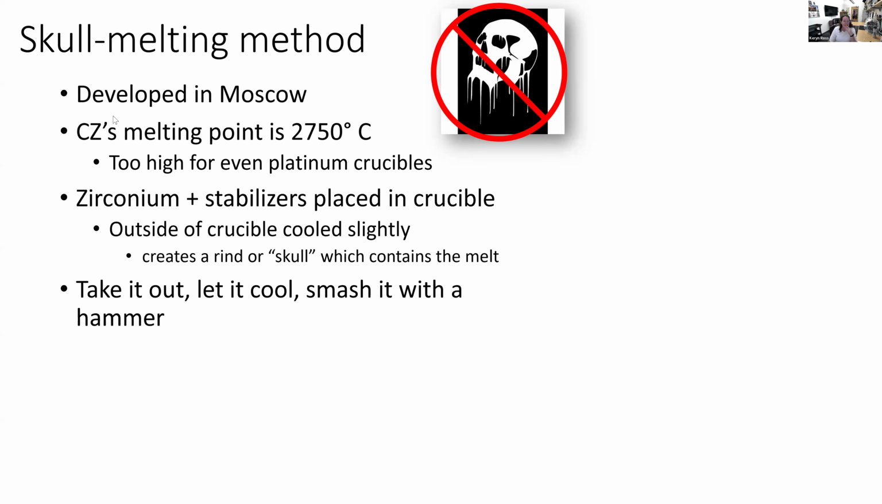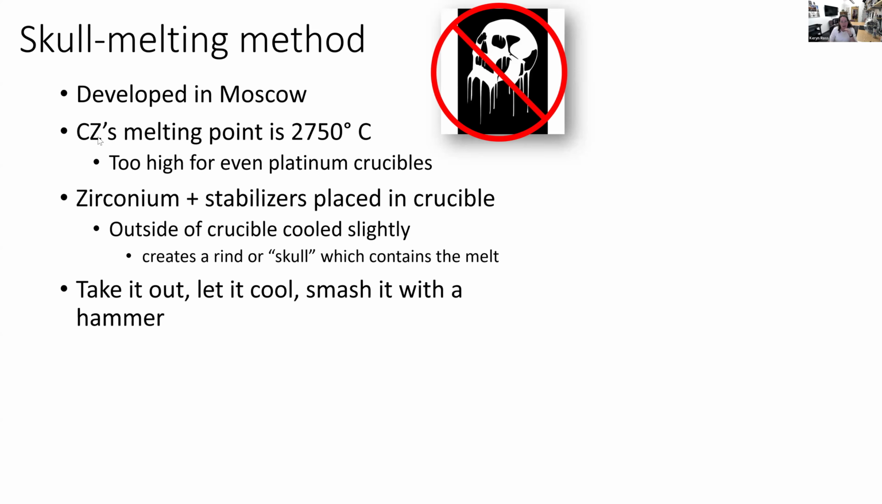How does cubic zirconia get made? It's really fascinating. We didn't figure out how to do it until the 1970s. What you have to do is called the skull melting method, which just makes me happy, because hello, skull melting method. It's actually not that. But basically, it was developed in Moscow.